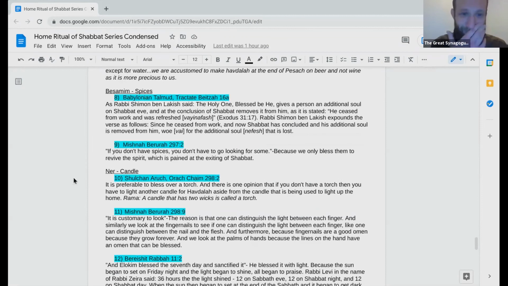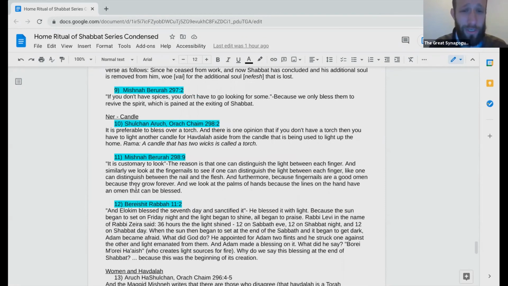Now, it is preferable to bless over a torch. And there is one opinion that if you don't have a torch, then you have to light another candle for Havdalah aside from the candle that is being used to light up the home. Ramah says a candle that has 2 wicks is called a torch. So there's an idea here that it should be this special kind of candle. They call it a torch in the Talmud. And torch means 2 wicks or more.